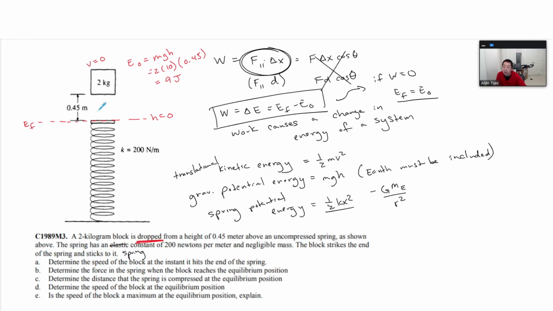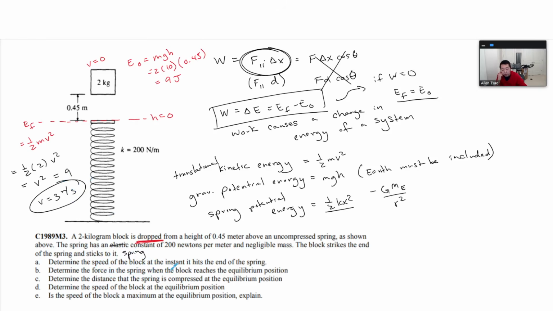Okay, how about down here, when it's colliding right when it hits the spring? Well, now the block's height is 0, so it has no gravitational potential energy, but it does have kinetic energy. So that's equal to 1/2 times 2 times v squared, which is just v squared. And I know that has to equal 9, because it equals the initial energy by conservation of energy. So v has to be 3 meters per second.